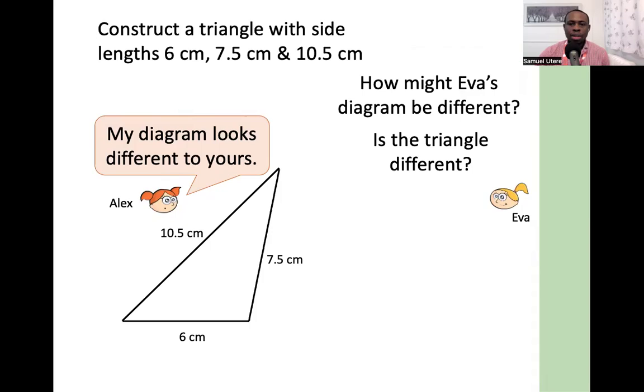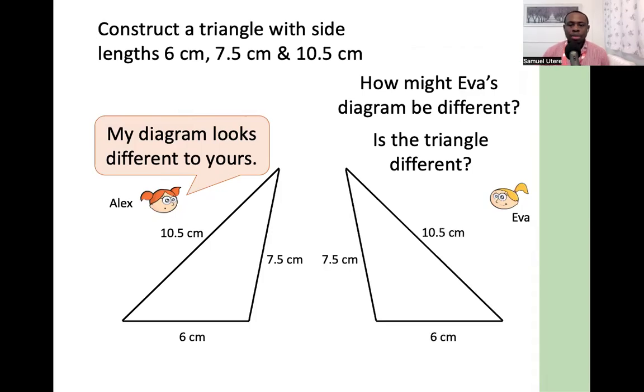Well, not really. Okay. So the triangles are actually the same. Now, if you look carefully, one is simply a mirror image of the other. One is a reflection of the other. So they are the same triangles.